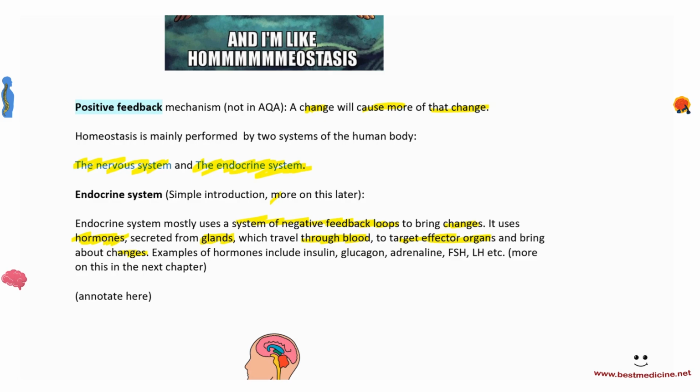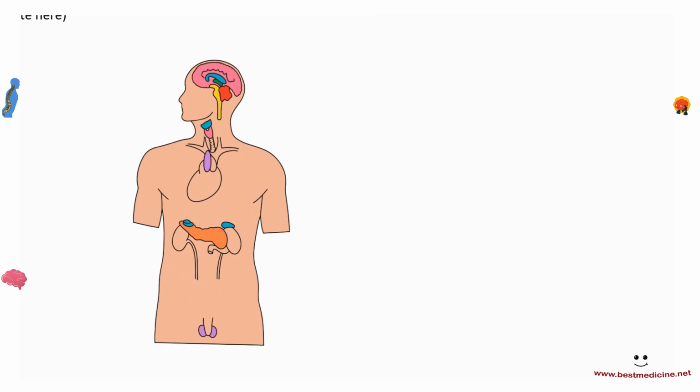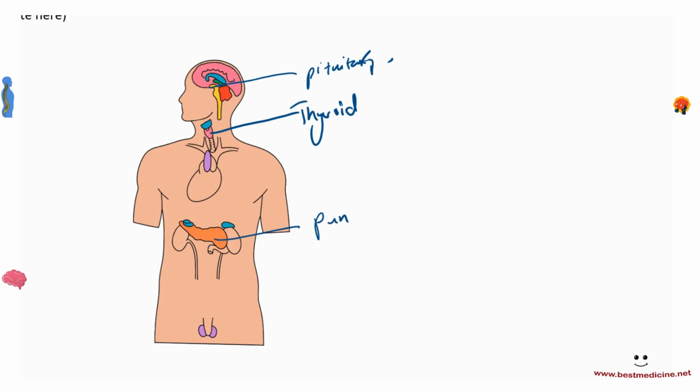Examples of hormones include insulin, glucagon, adrenaline, FSH, LH, etc. So more on this later in its own chapter. But essentially what I mean by this is that if this is a human body, right, then these are some glands that I want to mention here. So there's one gland here that's called pituitary gland. Okay, here's the thyroid gland. And then this right here is the pancreas. And over here we have, on top of the kidneys, the adrenal glands.